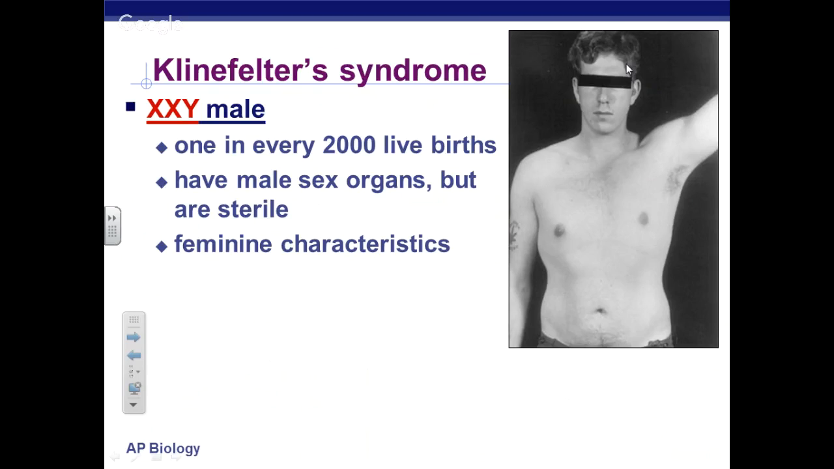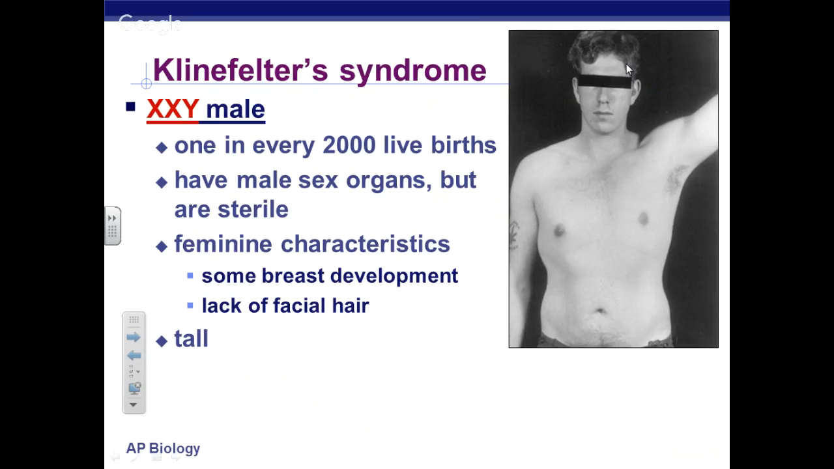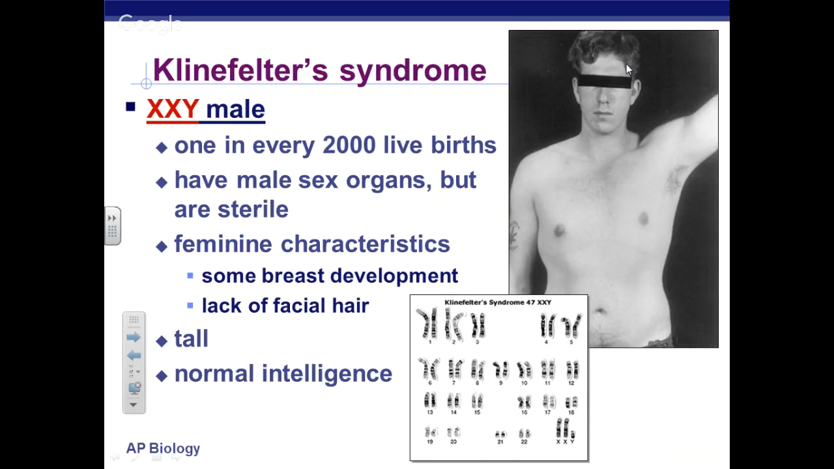They look a little more feminine because they have the extra X's, and they'll look kind of curvy, more like a girl and not just like a guy, and they'll look kind of soft. Does that make sense? They might have breast development, and they won't produce facial hair like a guy would. And they'll be tall, not abnormally tall, but just tall, not short. Normal intelligence. And so here's an example karyotype. So they would say 47 XXY.